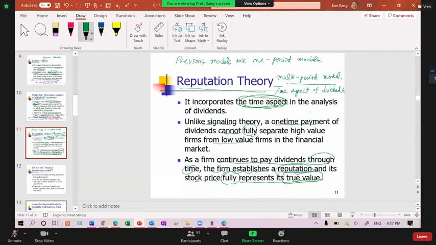So, same thing. According to this theory, when the company initiates or increases dividend, the stock price will, what do you think? Go up, because what? They signal their value, but not as high as in signaling theory in the beginning. But as time goes, it establishes reputation. So dividend is like a tool for establishing reputation. Then it fully represents its true value. So we see that historically, a company that pays dividend consistently, people give a higher price, a reputation premium. And this theory is really good.